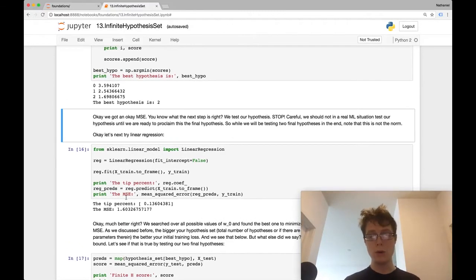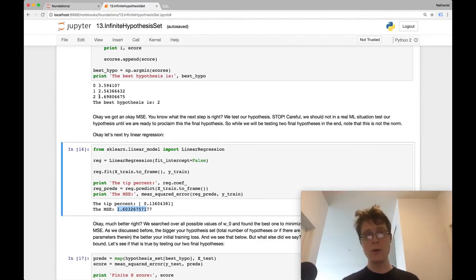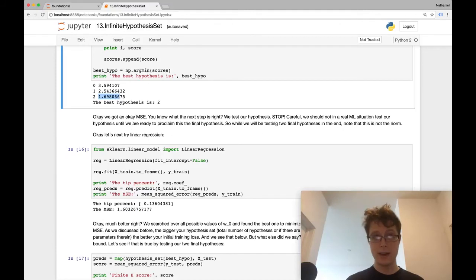Well, lo and behold, the mean squared error for linear regression is 1.60, whereas the mean squared error for my prediction is 1.69. Notice the mean squared error is much less for linear regression, right? Well, not much less, but almost like 10% less, almost. Well, I guess it's 5% less. So anyways, a lot less, right, for linear regression. So linear regression is much better, right?